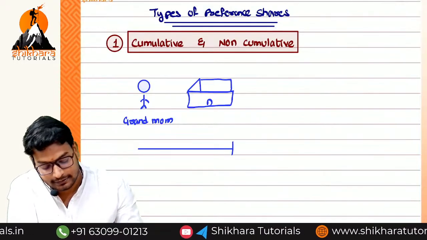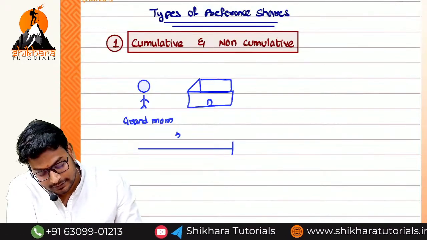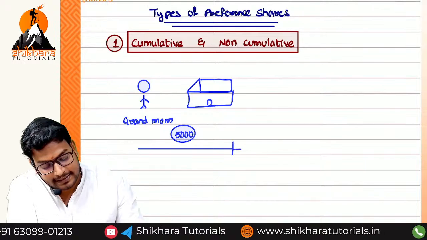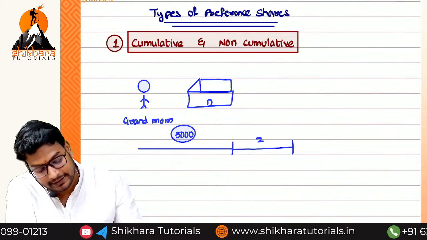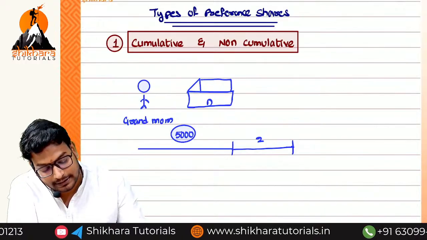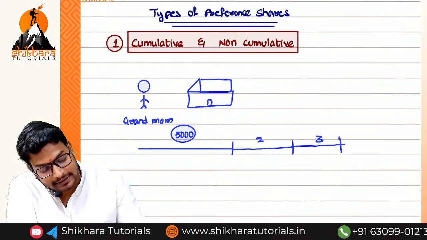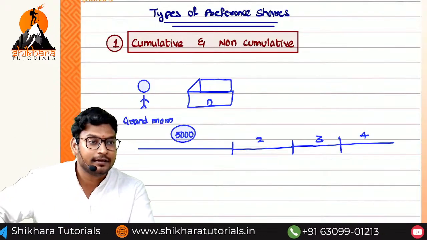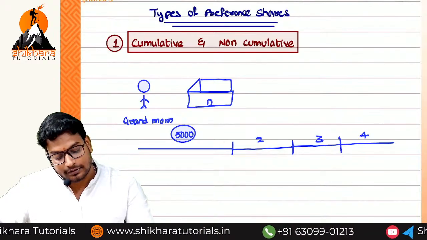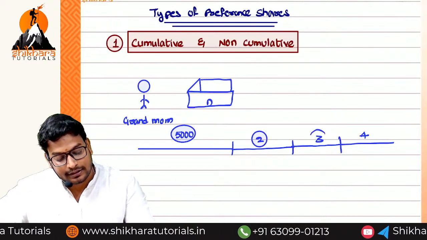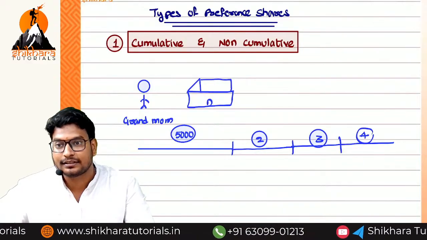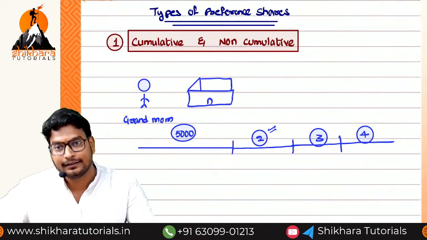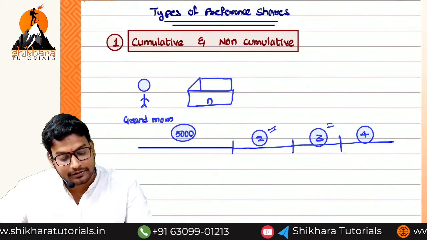Each year, while going in the first year, my grandmother has given 5,000 rupees. In the second year, I have not gone. Third year also I have not gone. But suddenly I have gone to my grandmother's home in the fourth year. So you have not come in the second year and the third year, but directly you are coming in the fourth year. I will give 5,000 of the second year, 5,000 of the third year and 5,000 of the fourth year.